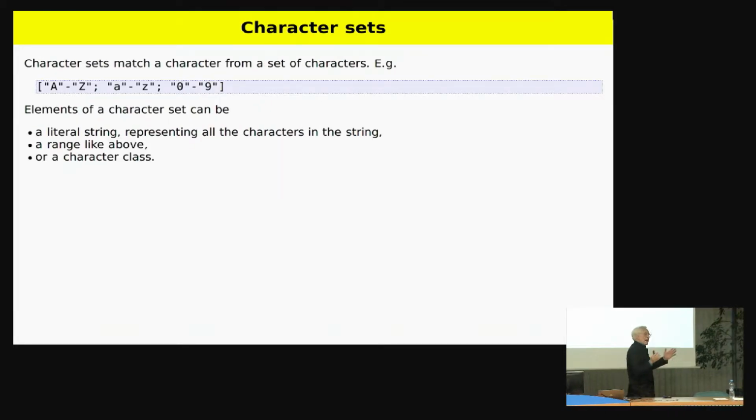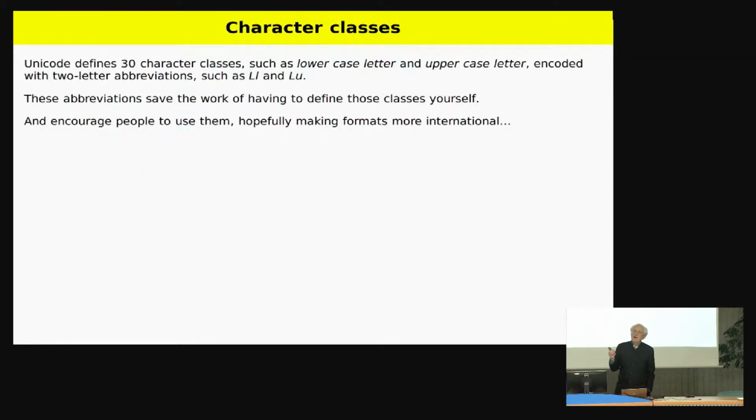Character sets say, match any one character from this set of characters, so we've already seen A to Z, and 0 to 9. The elements of a character set can be a literal string, in which case it can be any one of those characters in that literal string, a range like that, or a character class. Now, what's a character class? These are defined within Unicode. Unicode has 30 character classes, such as lowercase letter, uppercase letter, and so on. And they're all encoded with 2-letter abbreviations. That's really useful because you then don't have to decide yourself what is a lowercase letter. Saves you having to define those classes.